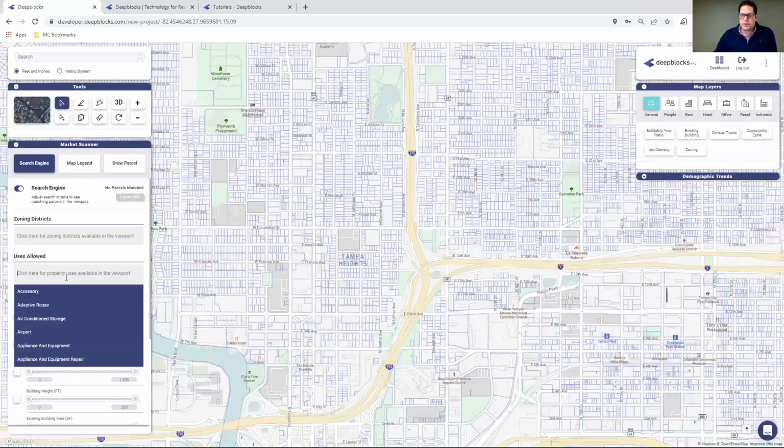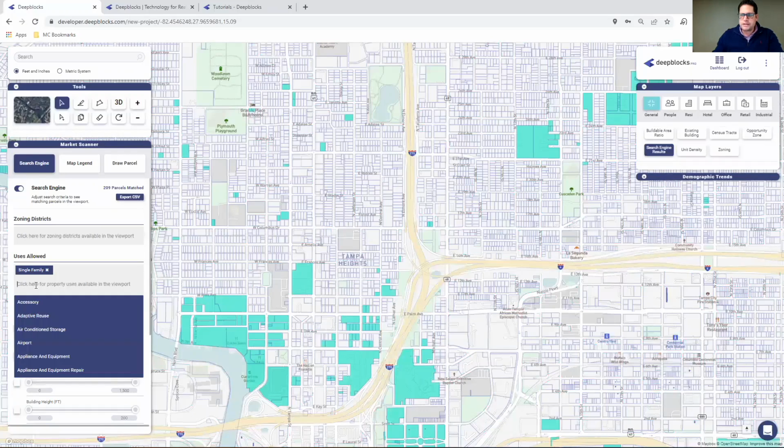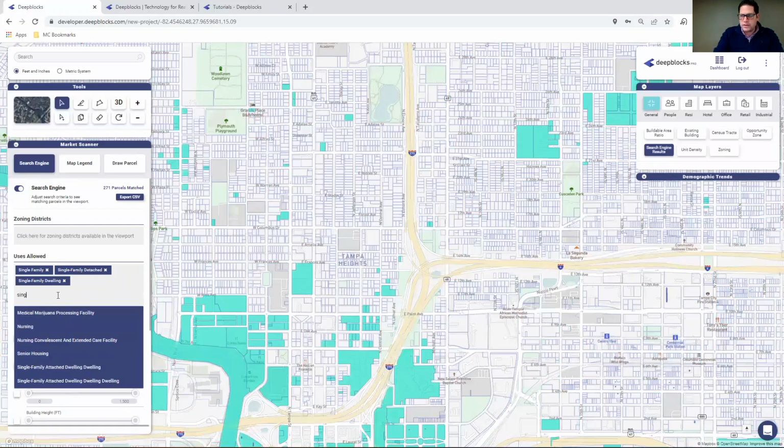So one of the first things we're going to start searching for is anything that's zoned for single family. Now in the city of Tampa, they have various different languages for single family. So you'll see single family detached. So we're going to select anything that's related to single family. We have single family dwelling, and see if there's any others. That way we just make sure we capture our detached dwellings.